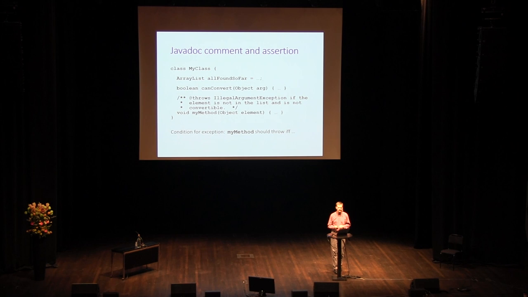Here's another example of a JavaDoc comment. This is for a class called MyClass. It has a field, allFoundSoFar, and a Boolean routine, canConvert. And then my method down here is a specification. It says it throws illegal argument exception if the element is not in the list and is not convertible. So can someone give me a Java expression that expresses exactly under what conditions that exception should be thrown? Just as Java code.